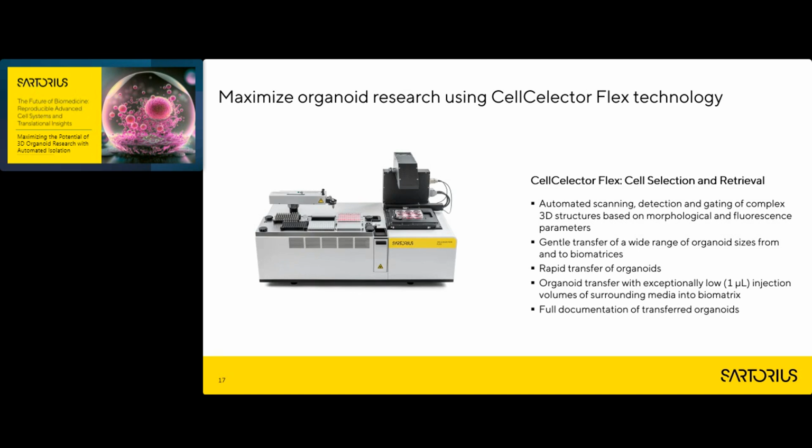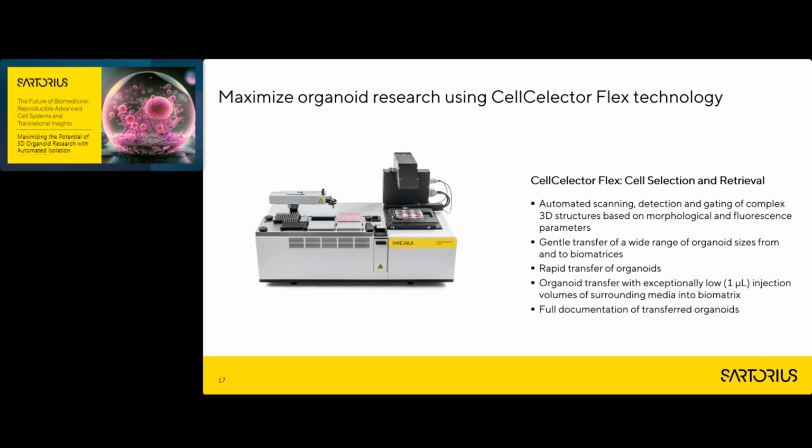Gentle transfer of a wide range of organoid sizes from and to biomatrices allows us to completely replace manual process and focus on the reproducibility and robustness of the data that is required for further analyses. Rapid transfer of organoids using an automated solution allows us to increase the reproducibility as well as the viability of our organoids. This also prevents them spending a lot of time outside their natural environment, which can potentially affect their morphology as well.